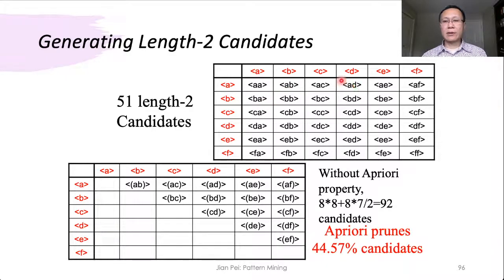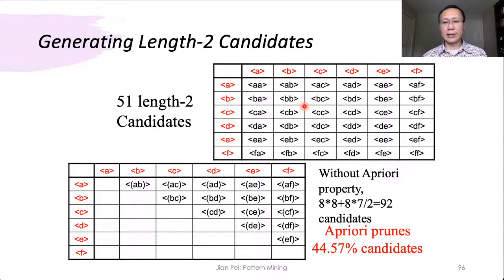And in this way, because we have 6 frequent patterns of length 1 here, in total we have 6 times 6, which is 36 length 2 candidates generated in this way. Combining these two, we have 36 plus 15, which is 51 length 2 candidates.